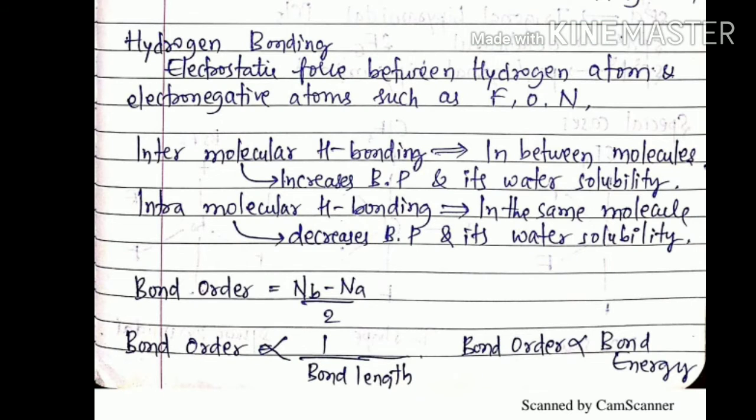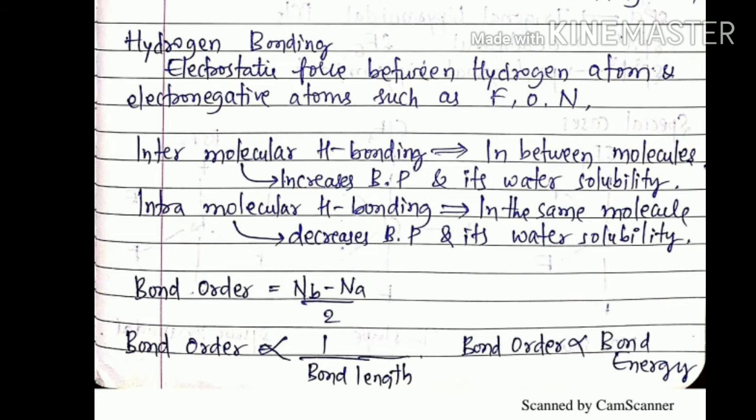Then consider hydrogen bonding. The electrostatic force between a hydrogen atom and electronegative atoms such as fluorine, oxygen and nitrogen is known as hydrogen bonding. Here we have two types. One is intermolecular hydrogen bonding, in between molecules, which increases boiling point and water solubility. Intramolecular hydrogen bonding, in the same molecule, decreases boiling point and water solubility.